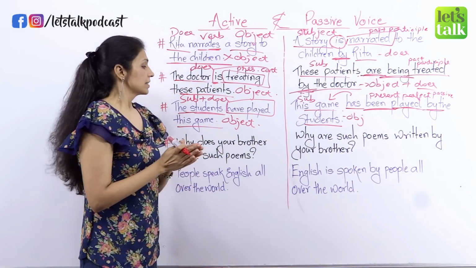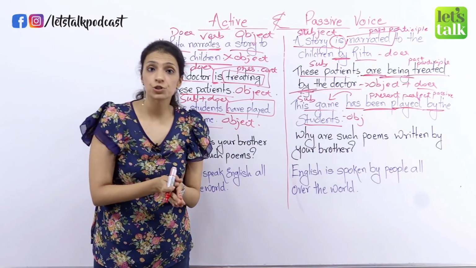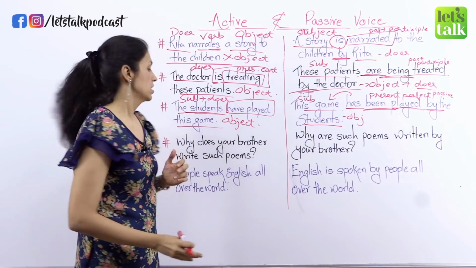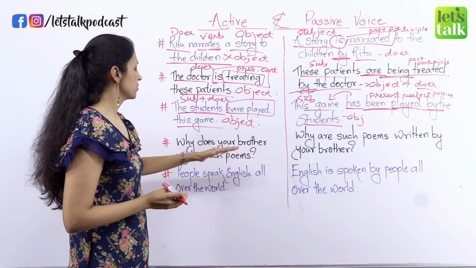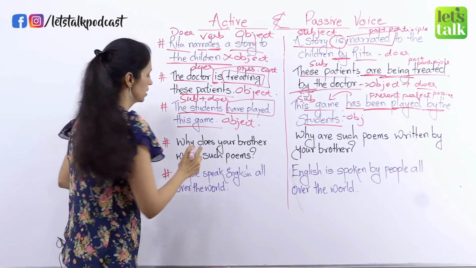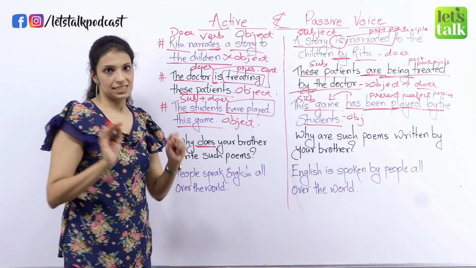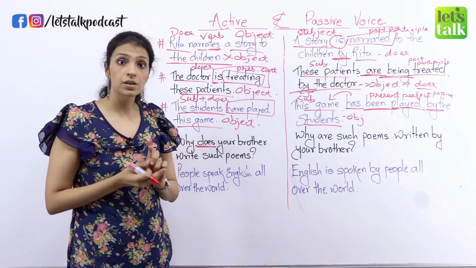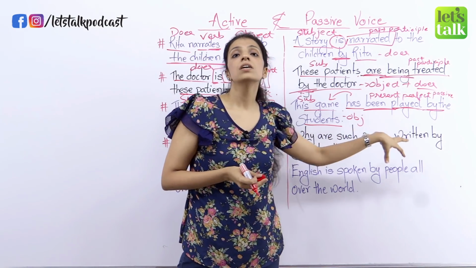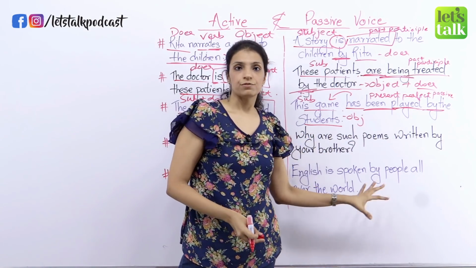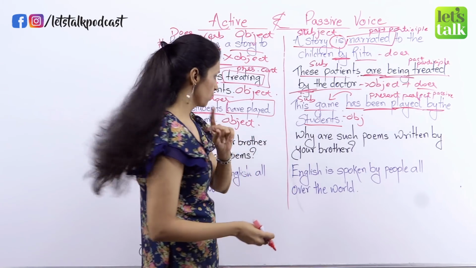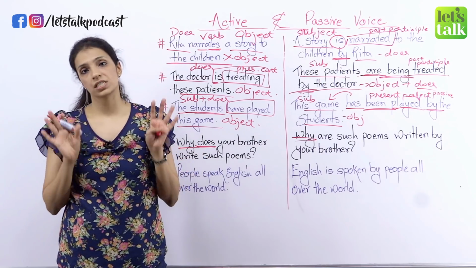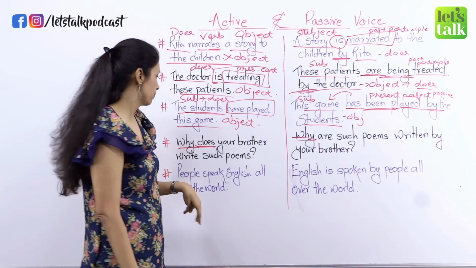Okay. Now, confusion is what happens in a question. So why does your brother write such poems? Simple present tense. Why does your brother? Don't answer it. Don't even think about it. All you need to do is change from active to passive. You don't have to answer why he writes such poems. So why will remain there because it's a question. You want to keep it in the question form.